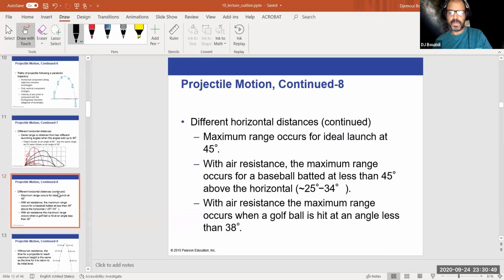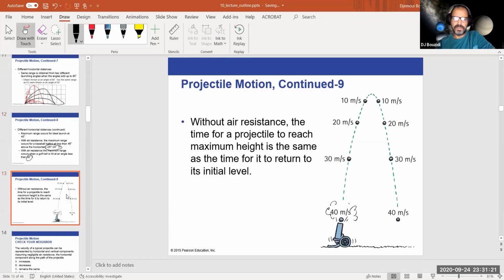Now with air resistance, this number drops. In the case, for example, of baseball, it can drop to 25 to 34 degrees. So if you are a batter, you would want to reach that range to get a home run. In golf, it's actually higher, okay? So it depends on the size of the ball, the shape of it, and also the conditions that you have in there.